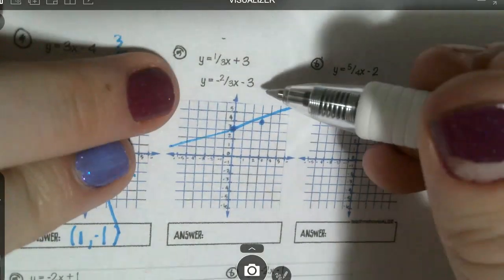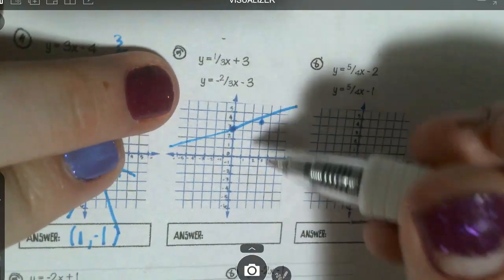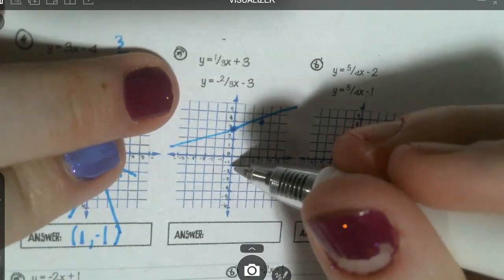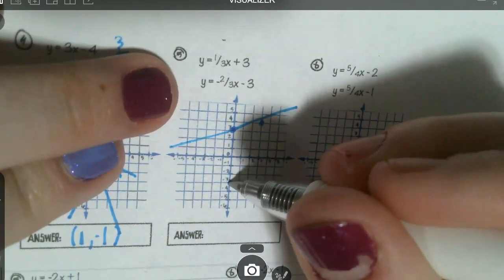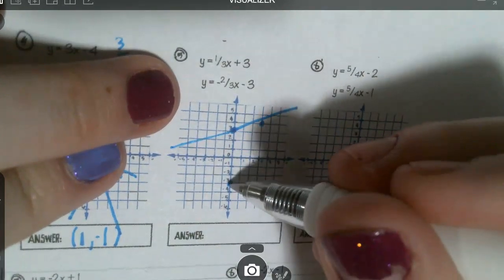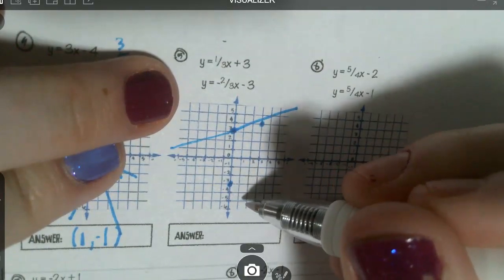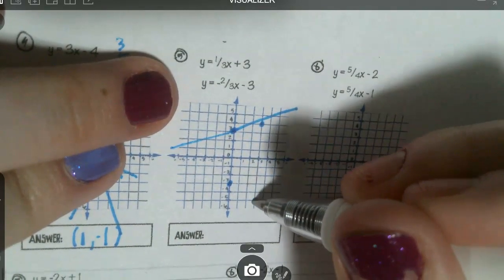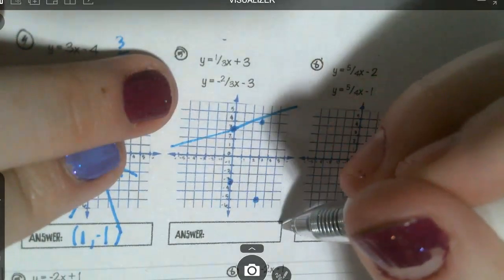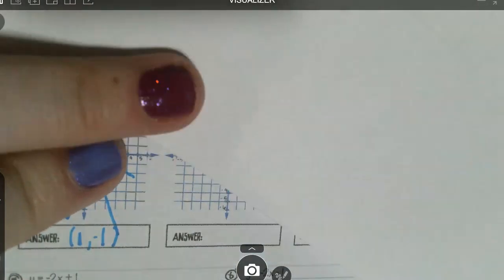My second equation, y equals -2/3 x minus 3. So I'll start at the y-intercept of -3. 1, 2, 3, right there. And this one has a negative slope. So that means I'm going to go down 2, and I'm going to run 3. 1, 2, 3. Okay? Now remember, a line doesn't just go this way, it also goes the other way. So they will intersect somewhere. Let's see where.